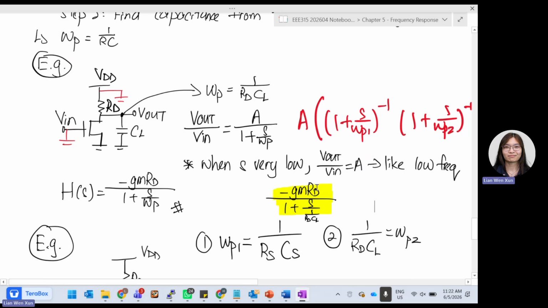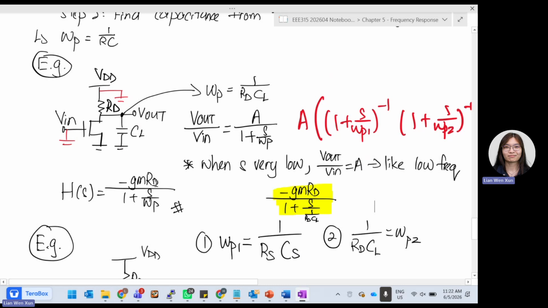Let's examine a little bit what is actually happening. What if we say that the frequency is very, very low? So if frequency is very low, then my S is basically considered almost 0. Then the whole term is just negative GMRD. So it looks like your low frequency response. It happens at very low frequency, so it's more like your ideal operation, the ideal amplifier that we have learned in common source. So it's just negative GMRD.